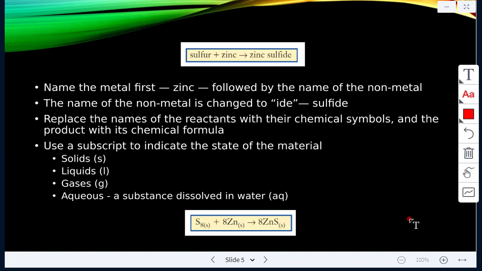All right, so anytime we are naming, in this case zinc sulfide, we name the metal first. The metal is zinc, and then we follow it by the name of the non-metal, which was sulfur. The name of the non-metal gets changed to end in "ide." So instead of sulfur, it becomes sulfide.